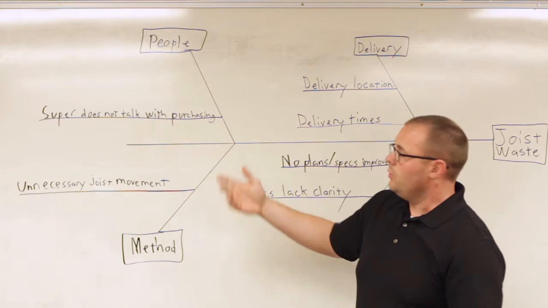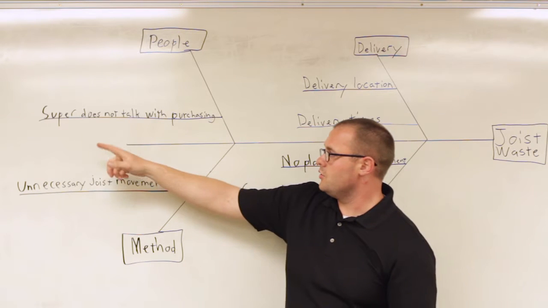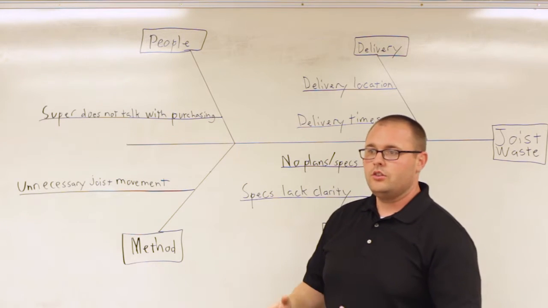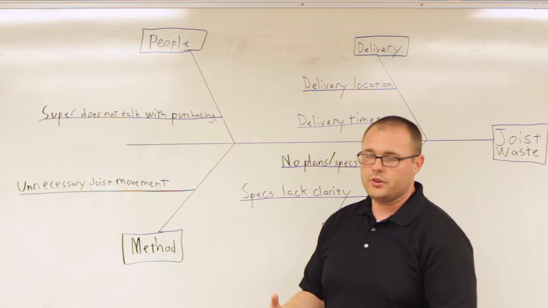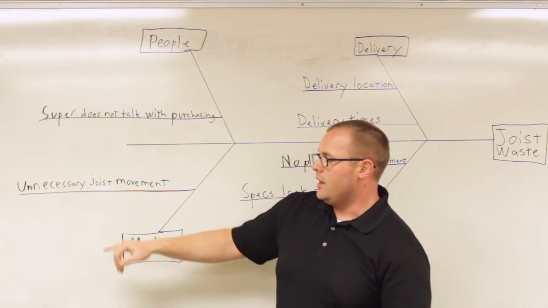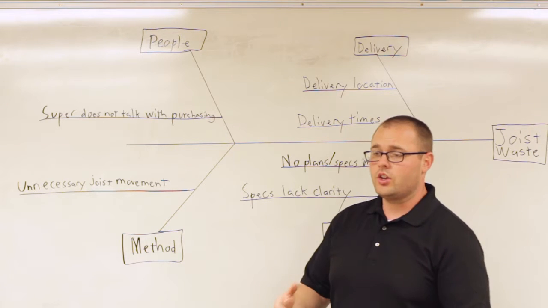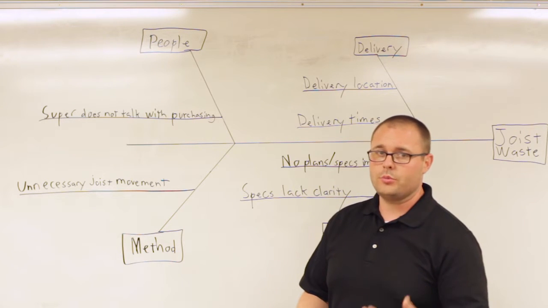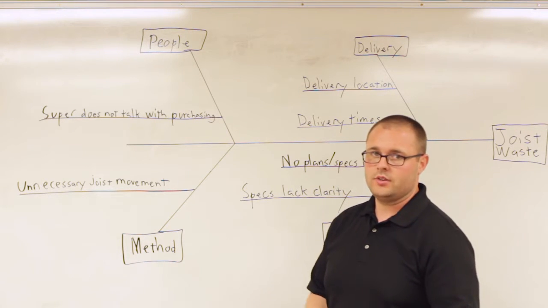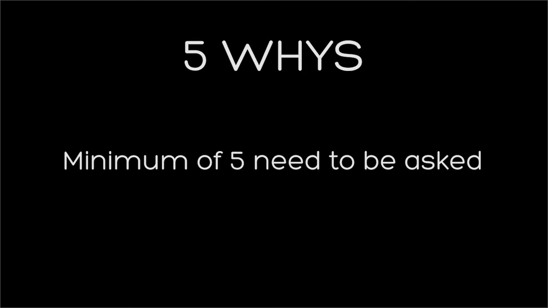Also, you have people, such as the super did not talk with purchasing to correct the problem for the delivery site. And under the method, it was unnecessary to have the joist moved and cut by the carpenters and moved by the crane. So now that we have got some of the possible issues, we can begin to get to the root cause and ask some questions. These are the 5 whys. Now, you can have more than 5 questions, but lean methods state that you should at least ask 5.